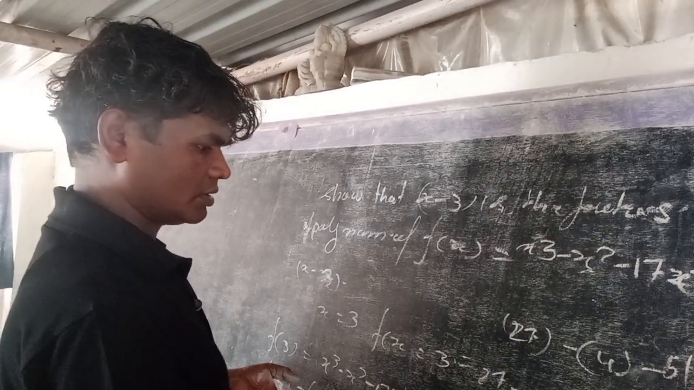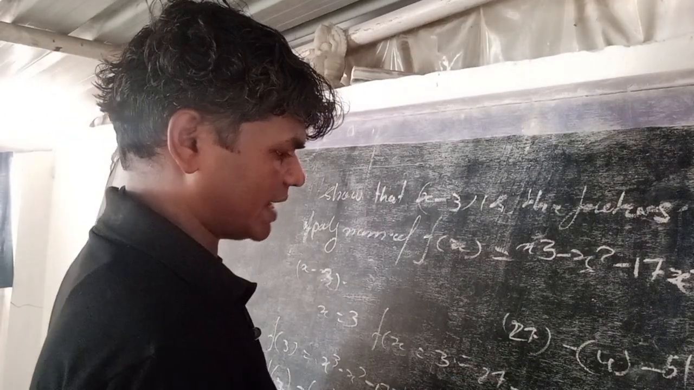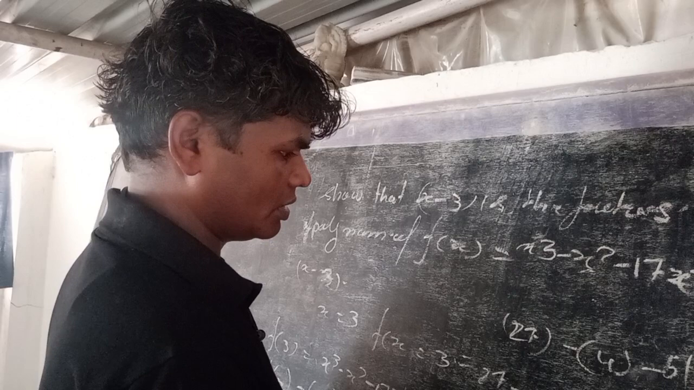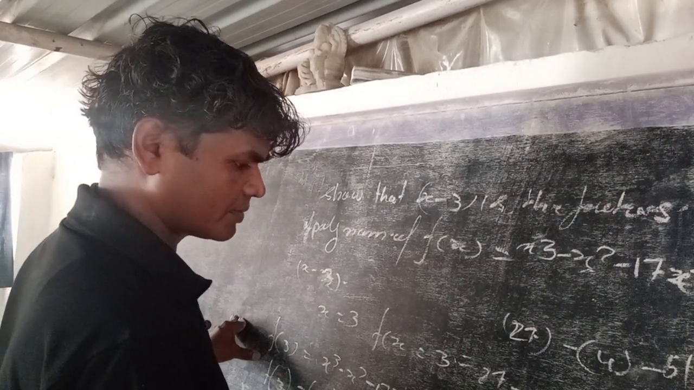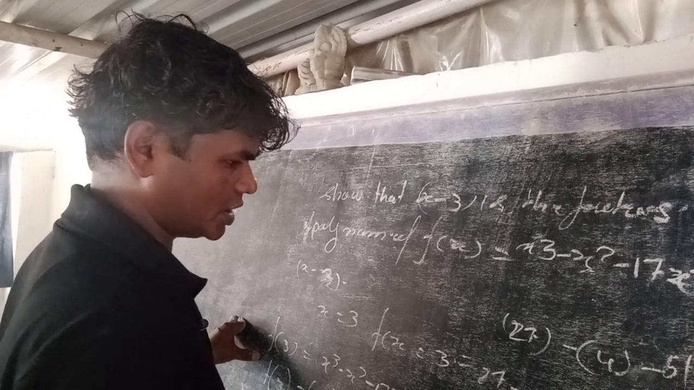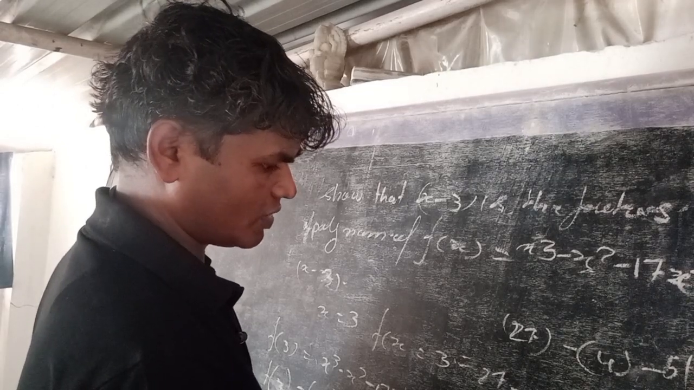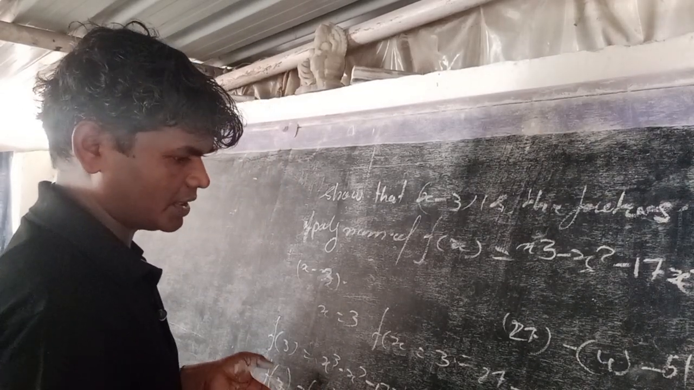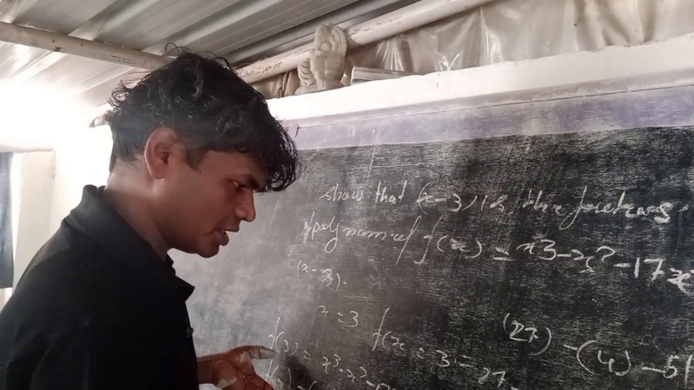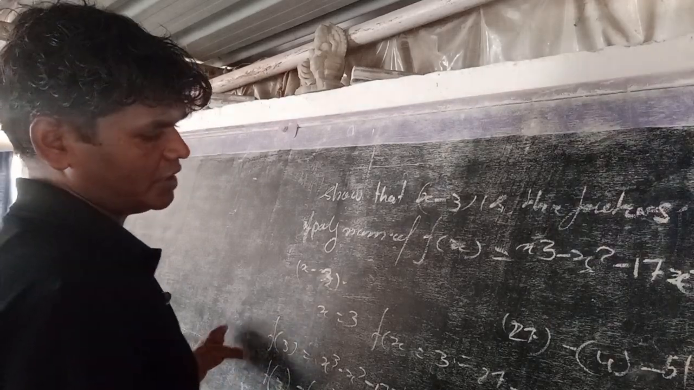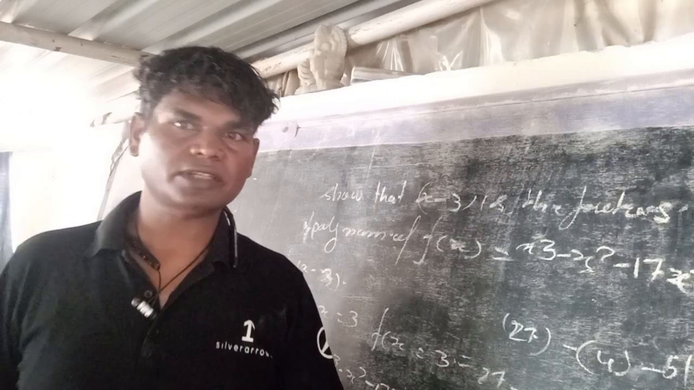So 27 plus 15, keep it on one side because it's a plus, and minus on the other side: minus 4 minus 51. So 27 and 15 gives 42, and here minus 55. So we will get minus 55 and 42, we will get here minus 13. So this is your answer, and this is the skill, and we will solve these types of questions.